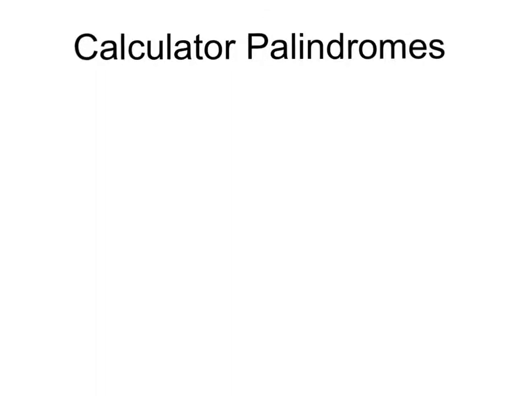Okay, so today we are going to talk about calculator palindromes. Now, calculator is a word that you know. Palindrome you may or may not be familiar with. A palindrome is a word that reads the same forwards and backwards. So, for instance, something like dad. Forwards, dad is D-A-D. But if you go from this direction, it's D-A-D. So it's the same thing, backwards and forwards.